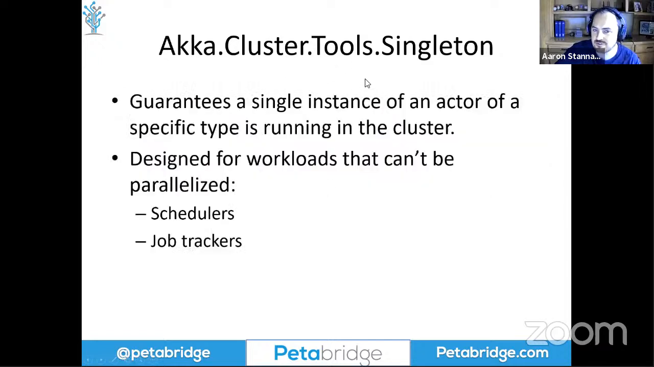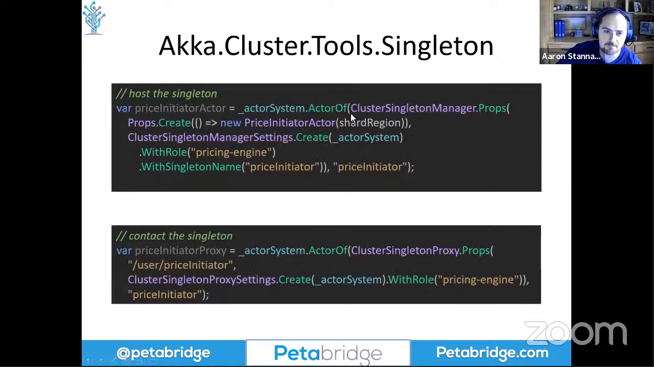By the way, Akka.Cluster singletons almost always are persistent actors. They tend to persist their state and recover it when they move. Those two just happen to show up together quite a bit. So this is how we might instantiate a singleton actor. We call actor system actor of cluster singleton manager.props. And then we pass in the props of your user-defined actor. And then we pass in some settings here. We say, okay, this singleton can only live inside, let's say, the pricing engine role. And it's going to have a name called price initiator. And we give this actor a name on the actor hierarchy right here.